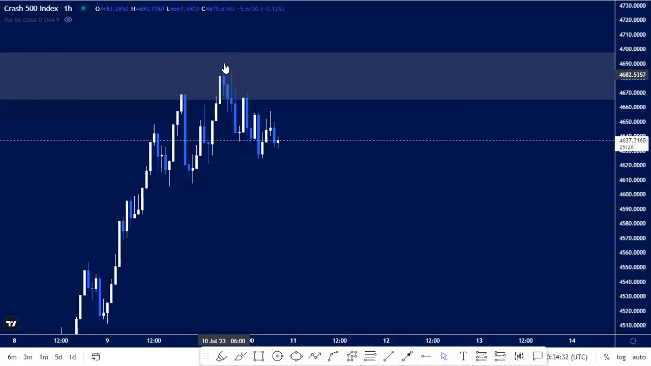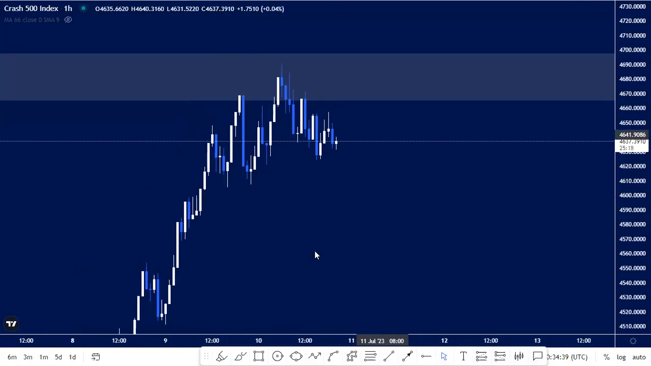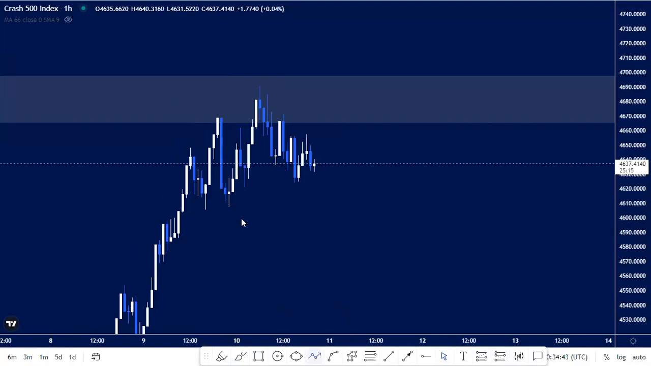For example, the person who sold here is currently in profit right now, and they can actually set their stop loss to break even. So in this case, where is our previous higher low? Our previous higher low is this one, because it's the one that broke this high here, right?